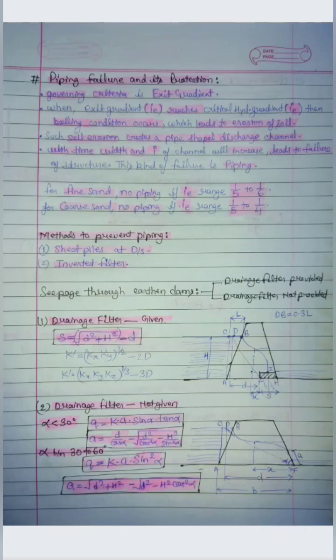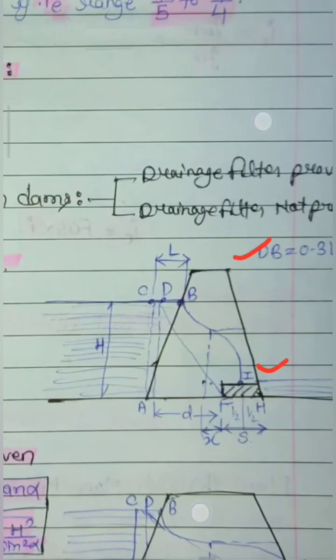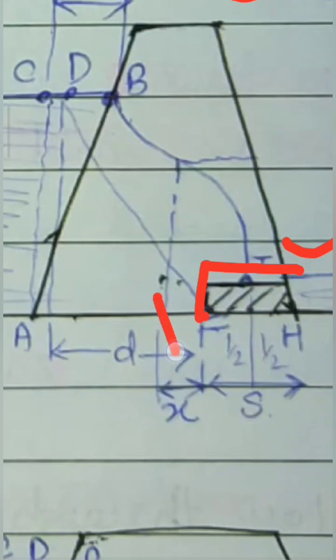So, seepage through earthen dams: first is drainage filter provided, second is drainage filter not provided. There are two conditions in the earthen dam. When the drainage filter is provided, this is the hydraulic structure, and this is the drainage filter. Now this point of the drainage filter is called F.